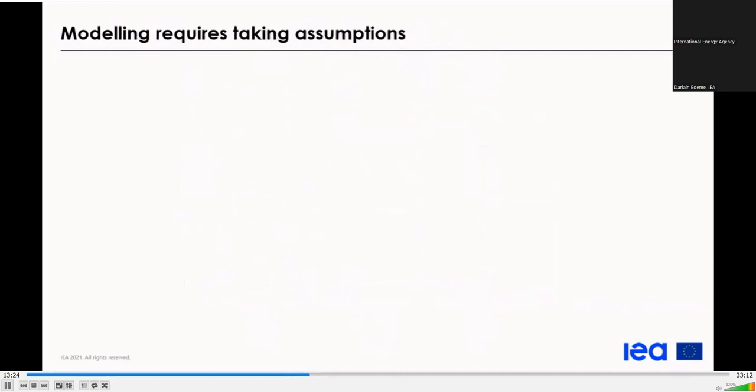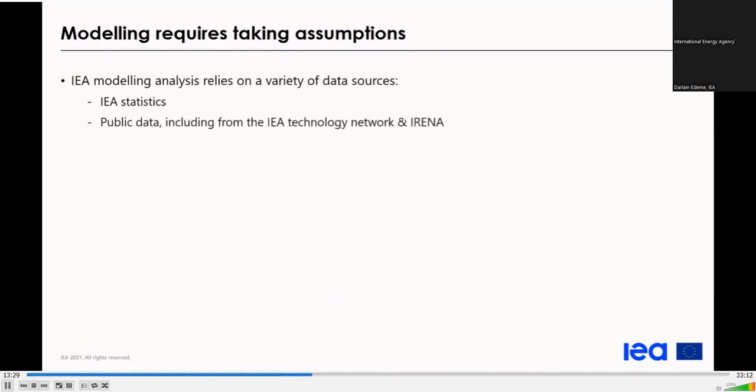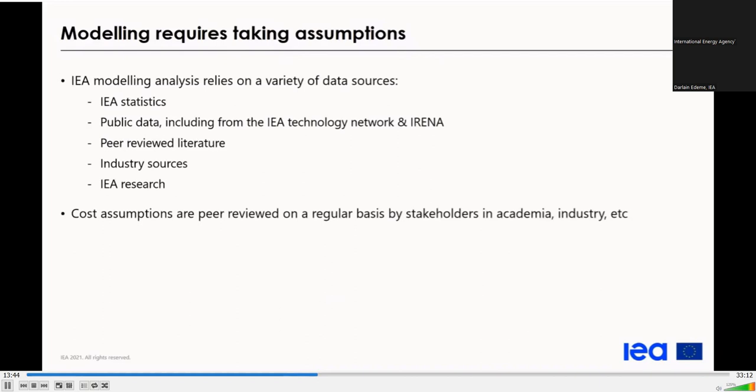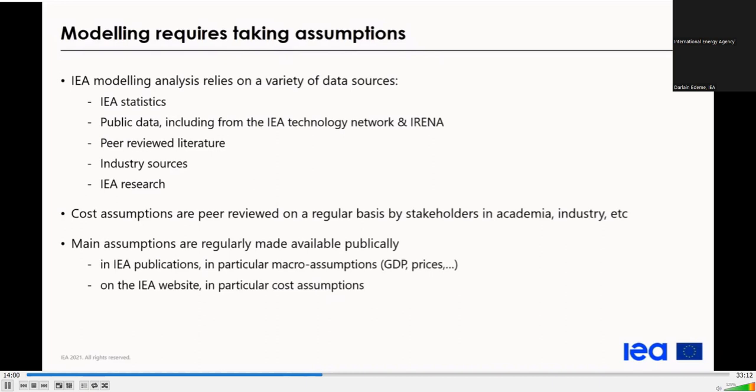Developing models requires taking assumptions. And at the IEA, our modeling exercises rely on various sets of data, including IEA internal statistics and research, as well as external data available. When it comes to cost, it is very important to have regular peer review of the hypotheses, because cost can evolve very quickly and be outdated very quickly. At the IEA, all our main assumptions are made publicly available and transparent on our website and in our publications. And what ensures the robustness and the seriousness of our work is that each and every report is peer reviewed by many experts from different sectors, from different sources and regions.